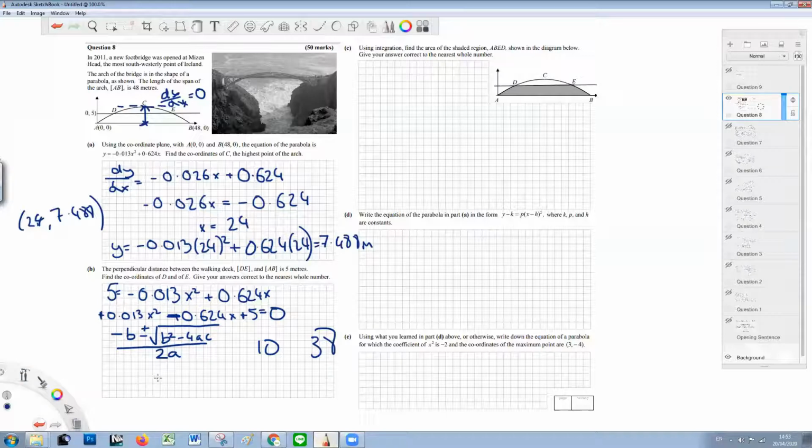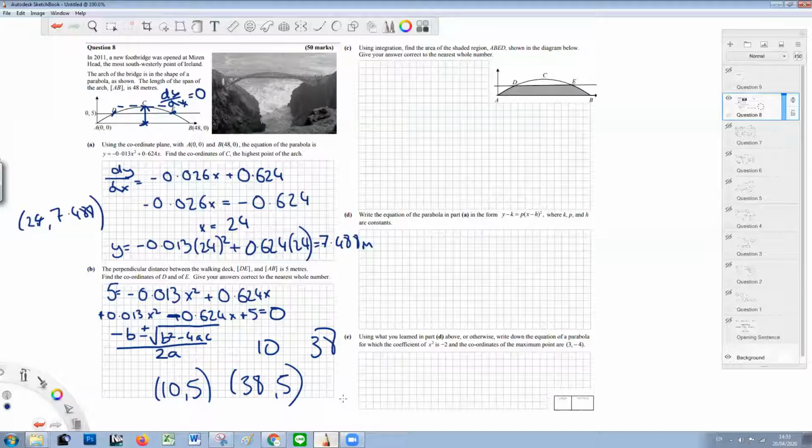And then your point is going to be 10, 5, because our y value again is 5, and a value of 38 and 5, because again our y is 5. And that's going to be that part.